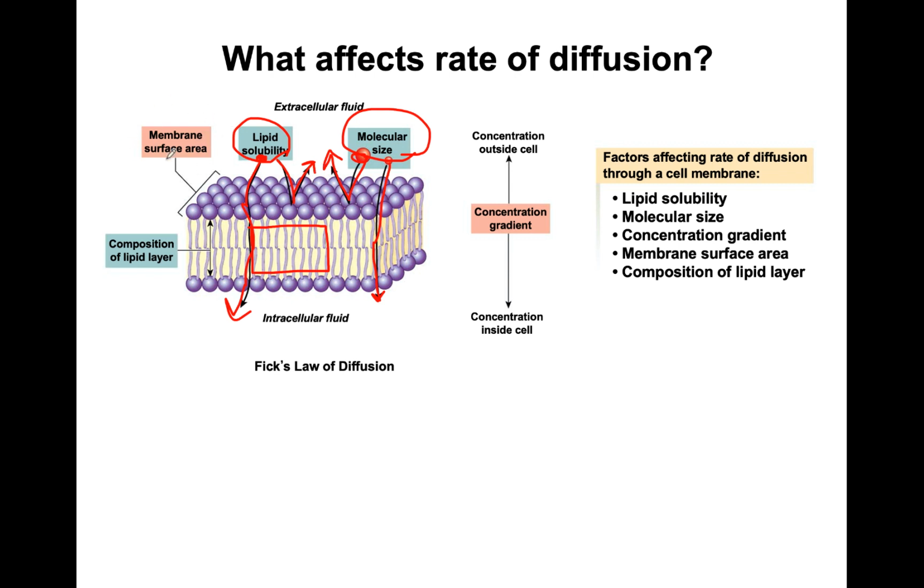The membrane surface area, the more surface area you have, the more chance a solute has to actually cross through. And then the composition of the lipid bilayer. If you recall, I believe it was in the second or third PowerPoint, we talked about how this membrane has proteins in it. It has cholesterols in it as well. Depending on how many proteins you have, how many cholesterols you have, that will also affect the rate of diffusion.